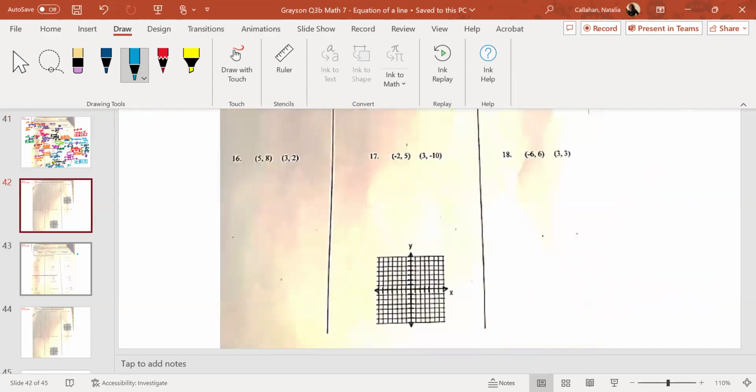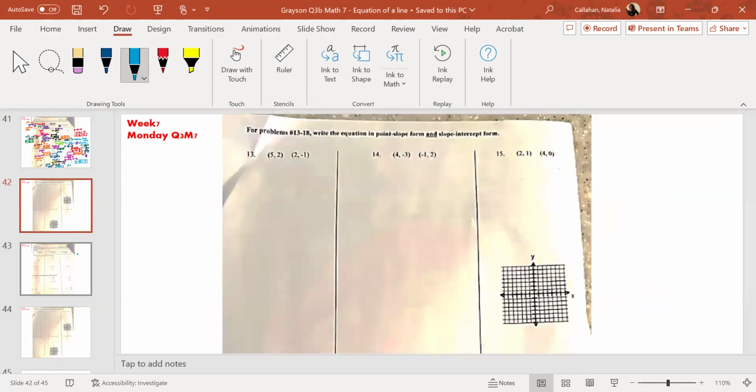All right, we're done with this one. You go ahead and start working on number 13. I'll come back and go over it again. Not the Saturday, next one.